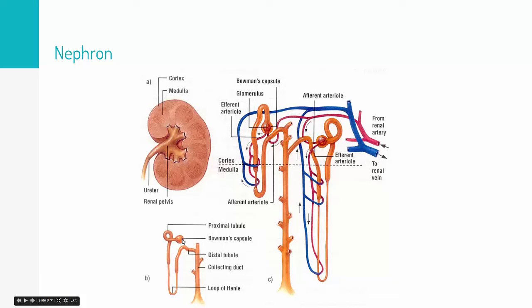So if you follow this image where I have the pointer, you go from Bowman's capsule to the proximal convoluted tubule, and then down the descending loop of Henle, up the ascending loop of Henle, to the thick ascending limb, through the distal convoluted tubule, and then finally into the collecting ducts, which will then get us eventually to the ureter and into the urinary bladder. And this is another pretty good image that highlights everything that we've talked about, and again can show the efferent arteriole where the blood exits and the afferent arteriole where it enters.